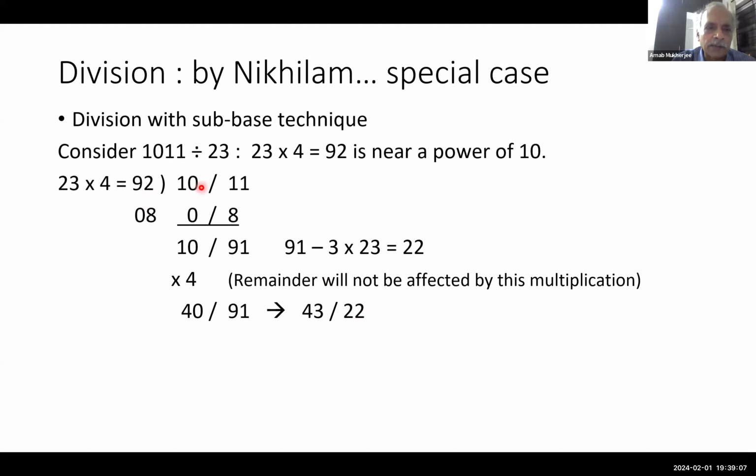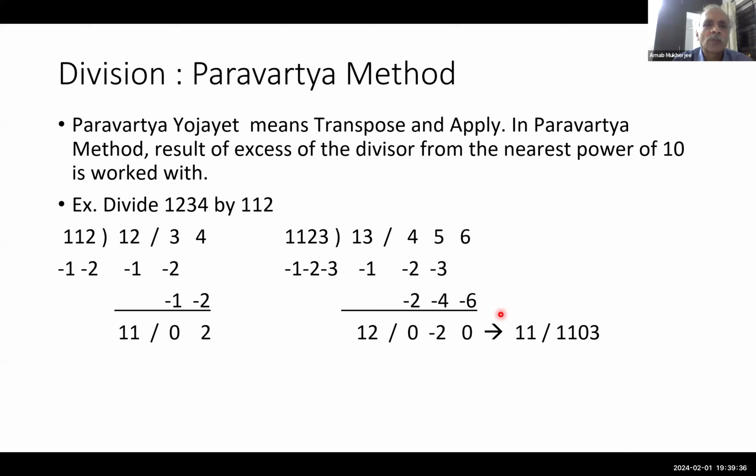92 into 10 is the same as 23 into 40, isn't it? That is ideal. And 91 remainder was good for 92, but 3 more will fit for 23. So 3 is fitted, and 22 becomes my final remainder, and that 3 contributes here. Okay, so that is the idea. Now, up till now, everything clear?